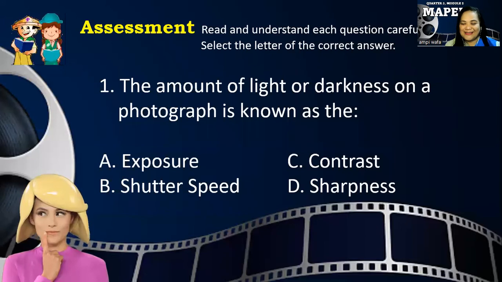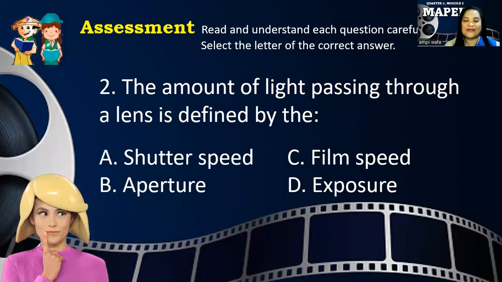And for the assessment, read and understand each question carefully. Select the letter of the correct answer. Right, number 1. The amount of light or darkness on a photograph is known as the A, exposure, B, shutter speed, C, contrast, or D, sharpness. What is your answer? Very good. It's letter A, exposure.